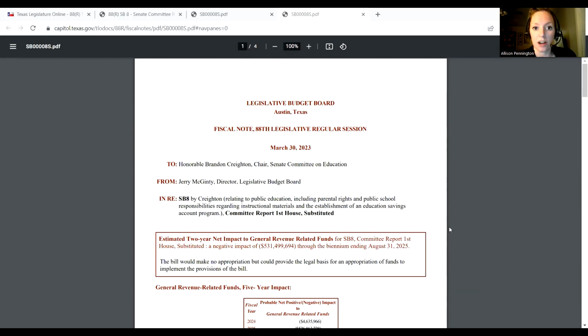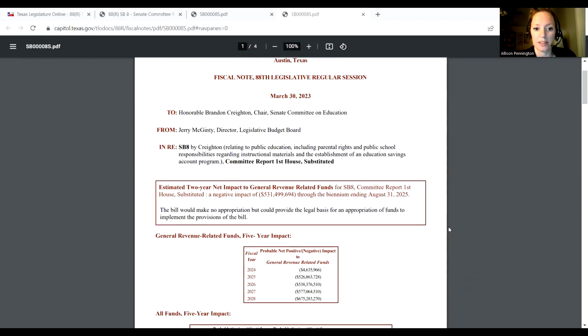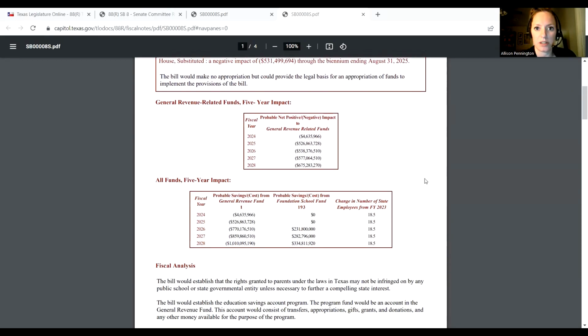So we are looking at the cover of the fiscal note for Senate Bill 8. I am going to just scroll us down a little bit here and focus on some of these top level numbers before we get into the more detailed breakdown down below. Okay. So the first thing we see here is the 5-year impact on general revenue related funds. So basically, what's the net effect on money going in and out from the state as a result of this bill? And I should note again that Senate Bill 8 covers a lot of things, not just education savings accounts. So not all of this money has to do with ESAs.